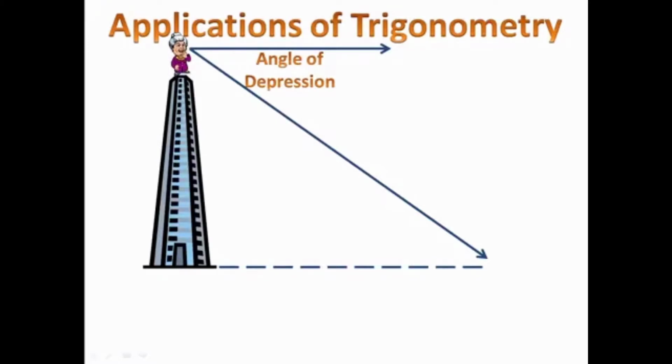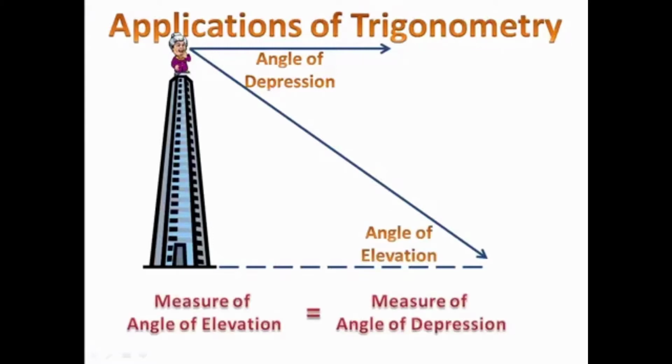So here's a fun fact. The measure of the angle of elevation is equal to the measure of the angle of depression. So for example, if we have 45 degrees in the angle of elevation, we will also have 45 degrees in the angle of depression. The two angles are equivalent.